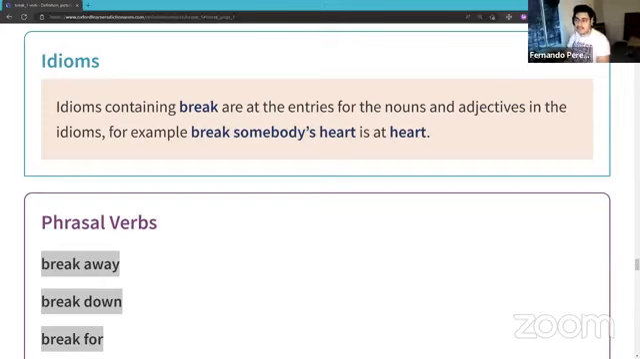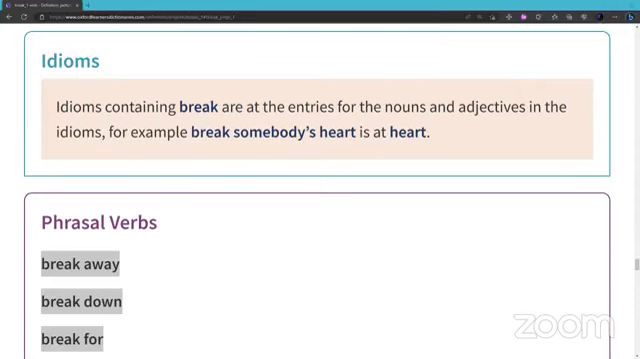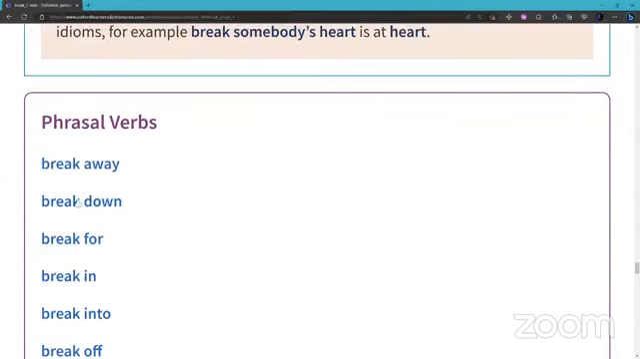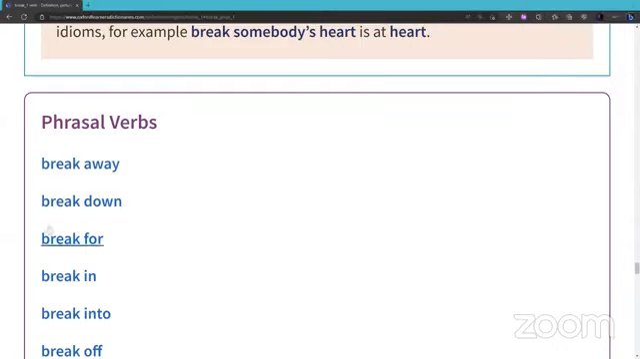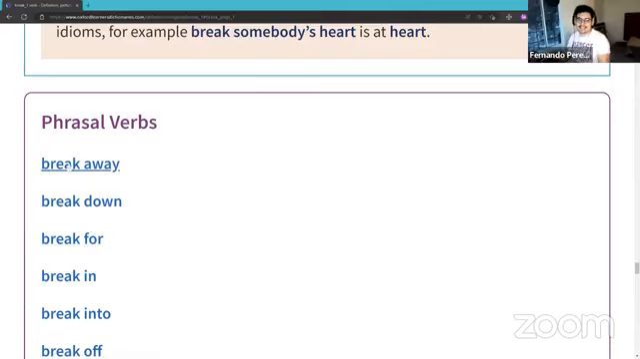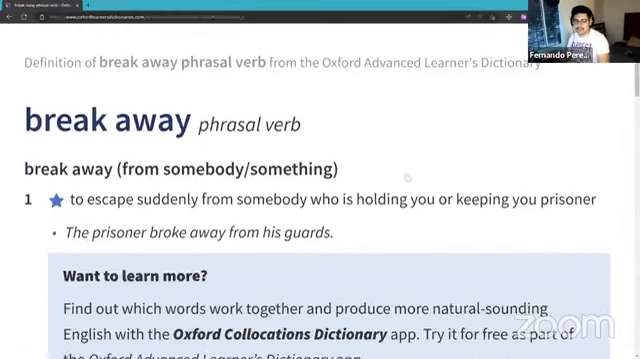Yesterday, for example, we studied breakdown, remember? Yes, I remember that one. Right, so we are going to remove that one, which was similar to stop working. Stop working. Very nice. Then we're going to go with break away.